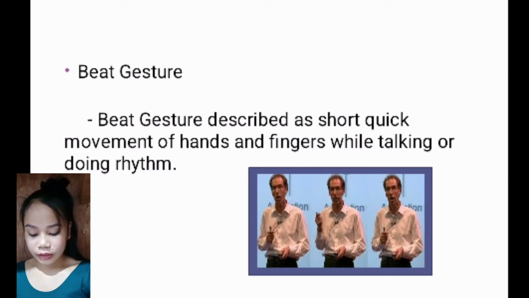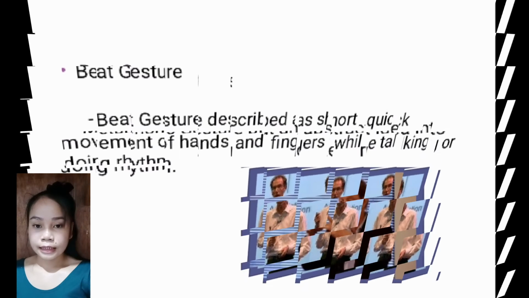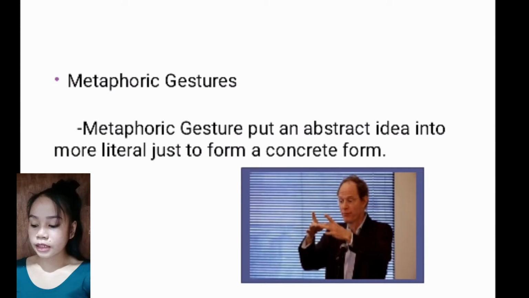Beat gesture is described as short quick movement of hands and fingers while talking or doing rhythm. This type of gesture is used to emphasize parts of what is being said or to mark a change from describing events in a story to commenting on those events. Lastly, the metaphoric gestures. These gestures put an abstract idea into a more literal, concrete form. An example is making a heart shape and placing it on the chest to indicate affection or love to someone.